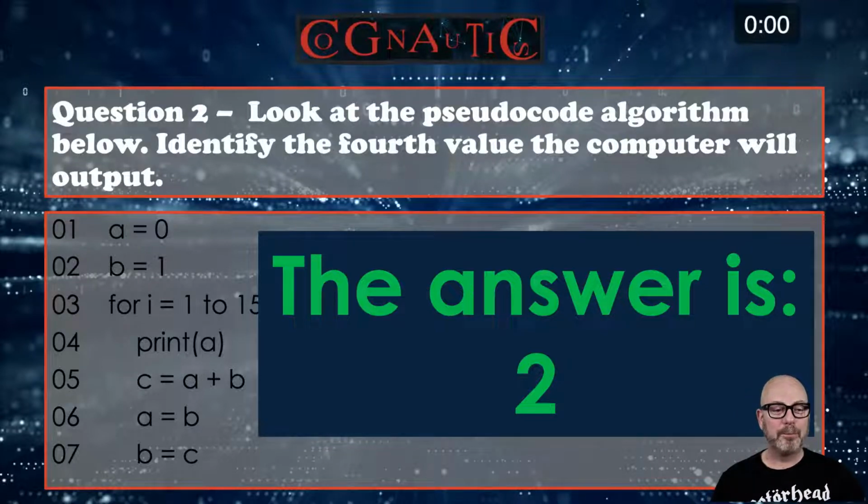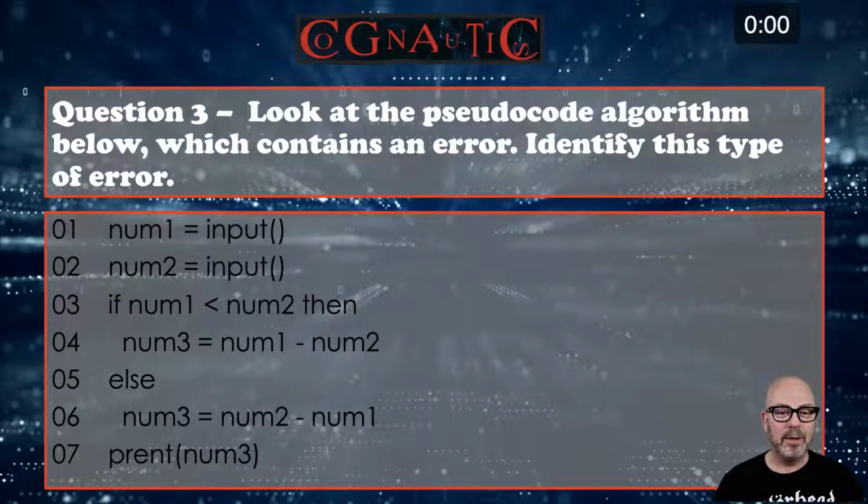All right, let's try this one. Look at the pseudocode algorithm below, which contains an error. This is easy. I want to know where the error is and which line it's on. This is a typical GCSE question. I think this one's quite easy. What do we think about this? This should be very straightforward. It's the print being first which completely threw me.